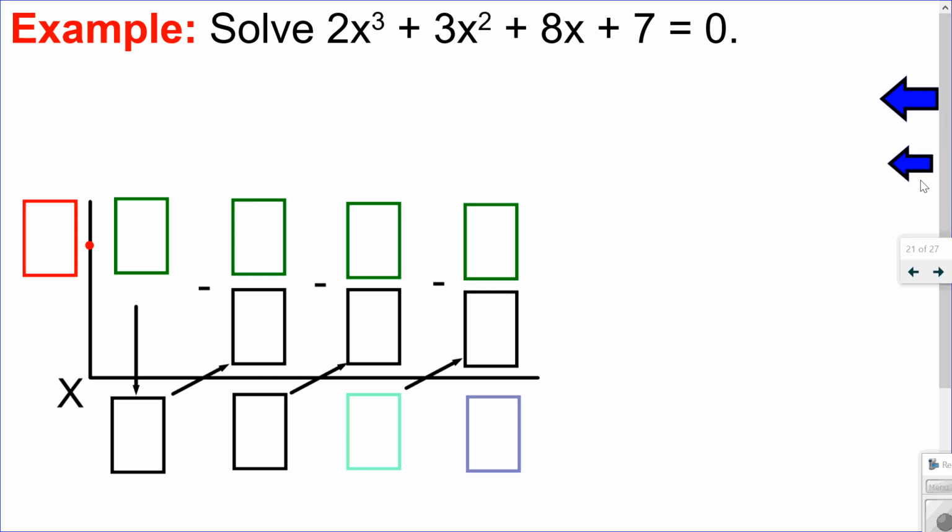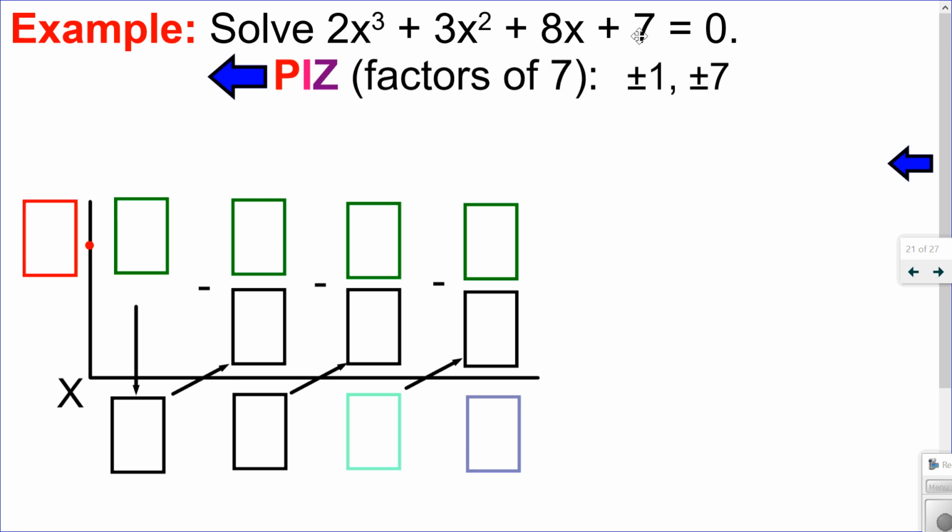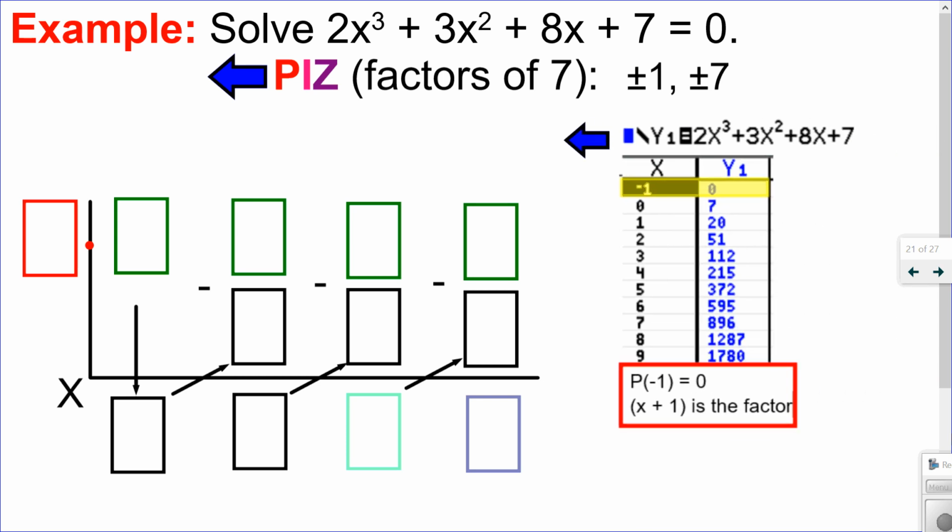So looking at this, I'm going to look at my potential integral zeros of my constant number, my number all by itself, the y-intercept. And I'm going to go into my graphing calculator, just find one that works. Okay, and I see that -1 works. So since -1 works, that means x plus 1 is the factor. So I'm going to take my cubic function and divide it by x plus 1.